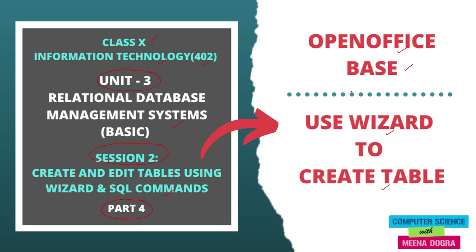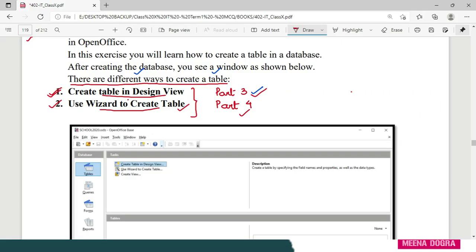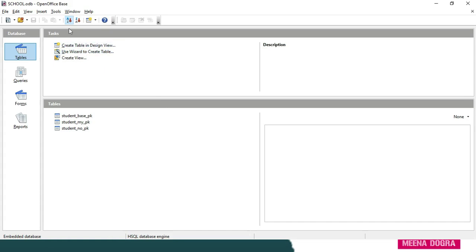So let's move into the video now, and I'll just show on page number 119 in your study material where this thing has been explained. So there are different ways to create a table, two of them being there in your course, of course. Create table in design view, that we have covered in part 3, and now in part 4 we will learn how to use wizard to create table. Fine. So let's move to our database, school.odb.